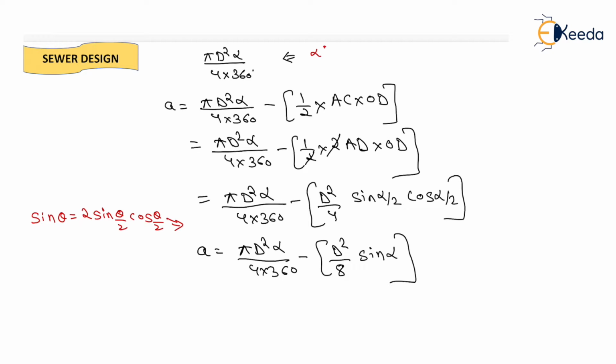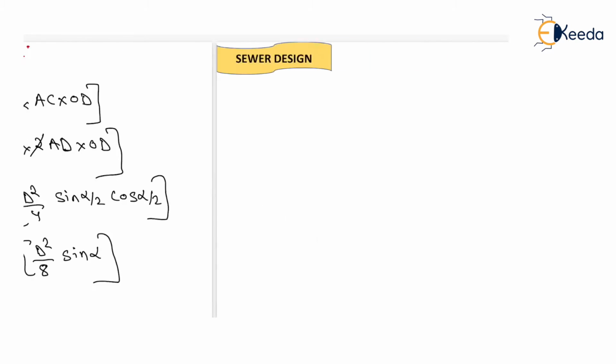Now we will take pi d square by 4 common, and what will be left in the bracket? The small a value will be equal to pi d square by 4, which we had taken common, into alpha upon 360 degree minus sine alpha upon 2 pi. Now what will be the value of pi d square by 4? It will be equal to capital A.